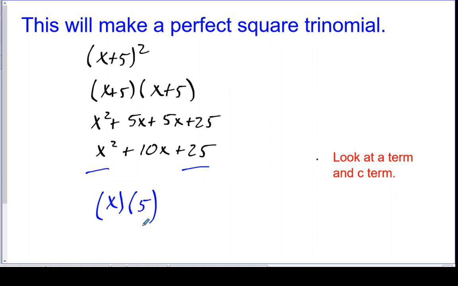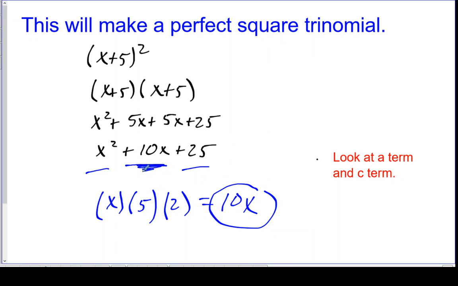Well, now what do you notice? If you multiply x times 5 and then multiply it by 2, what do you get? X times 5 is 5x, 5x times 2 is 10x. And what's interesting about the 10x? Look right there. 10x represents the middle term. That will always happen with perfect square trinomials.